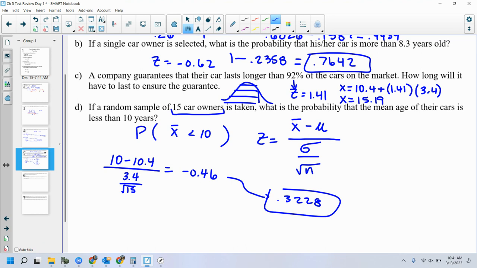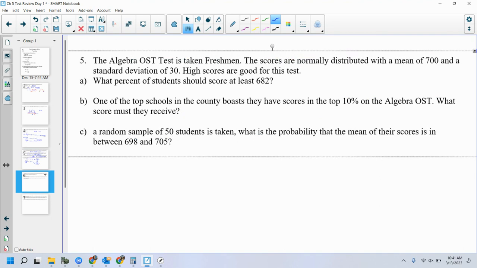All right, let's take a look at number 5. The algebra OST test is taken by freshmen. They have taken freshmen. Where did they hide them? I don't care. Is taken by freshmen. There you go. The scores are.